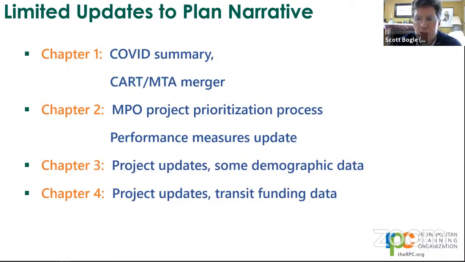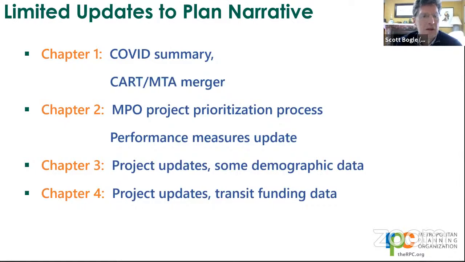But what we did do is add a one-page summary at the end of chapter 1, just giving an overview of the sorts of impacts that COVID has had on the transportation system in terms of significant increases in telecommuting and consequent decreases in vehicle miles traveled, impacts on transit, impacts on the housing market and in-migration even.